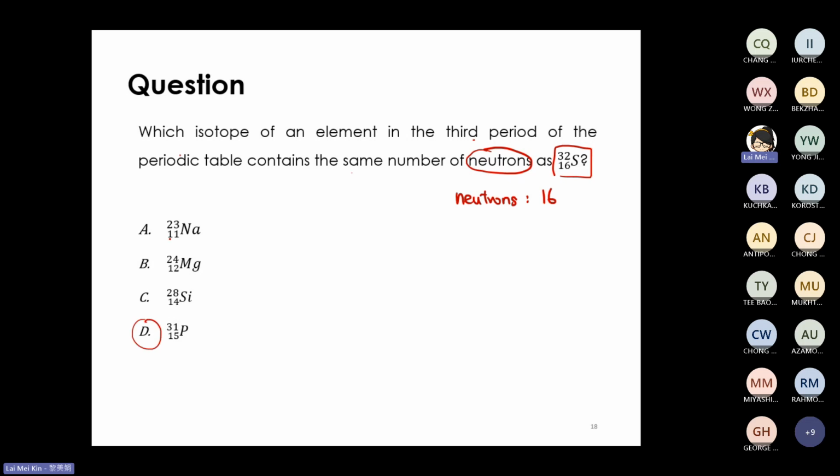How many neutrons are there in A? 12. B, 12. C, 14. Okay, so just nucleon minus proton. Okay, so this is 16. Very good.